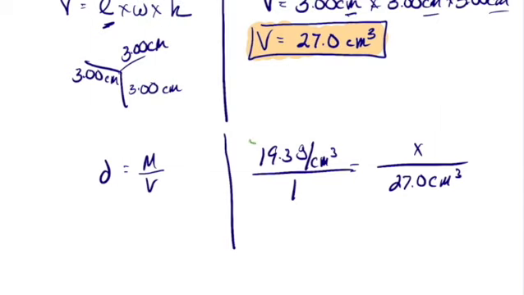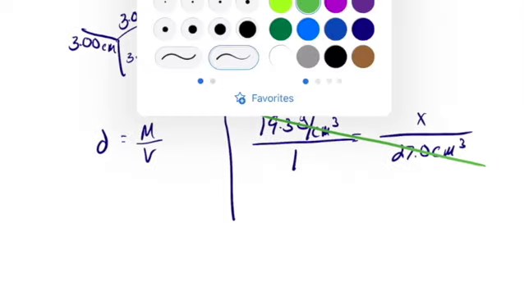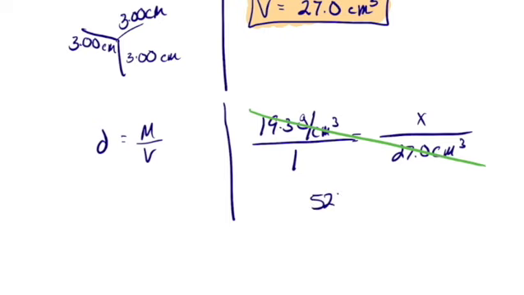So I'm going to start my calculation by multiplying 19.3 times 27.0. But my answer is 521, and the units that cancel are centimeters cubed, and the unit that's left is grams. So that's how you answer question number 3.